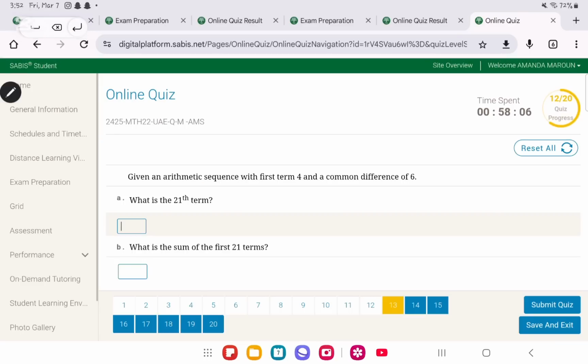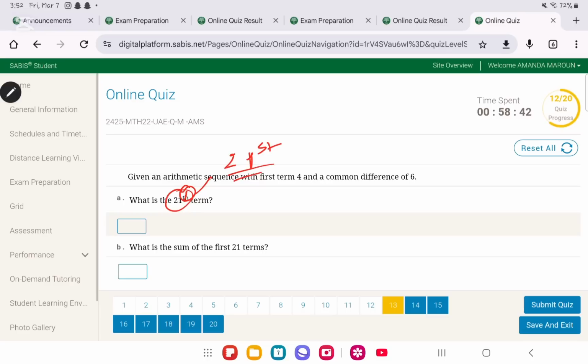Given an arithmetic sequence with first term 4 and a common difference of 6. First thing they told us is they want us to find the 21st. I don't think you write it like this, it's 21st. That's a spelling mistake. Not even a spelling mistake, a grammar mistake, okay? So please guys, it's not 25th, it's 21st.